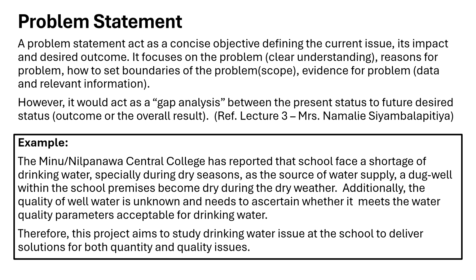So from the problem description and from the significance statements, I have built up the problem statement. You can see here I have used very specific words like water quality parameters acceptable for drinking water. You can do much better when you refer to different materials. You can find the correct terminology for the problem you are dealing with. So therefore, this project aims to study the drinking water issue at the school to deliver solutions for both quantity and quality issues. So that is my problem statement for that problem.